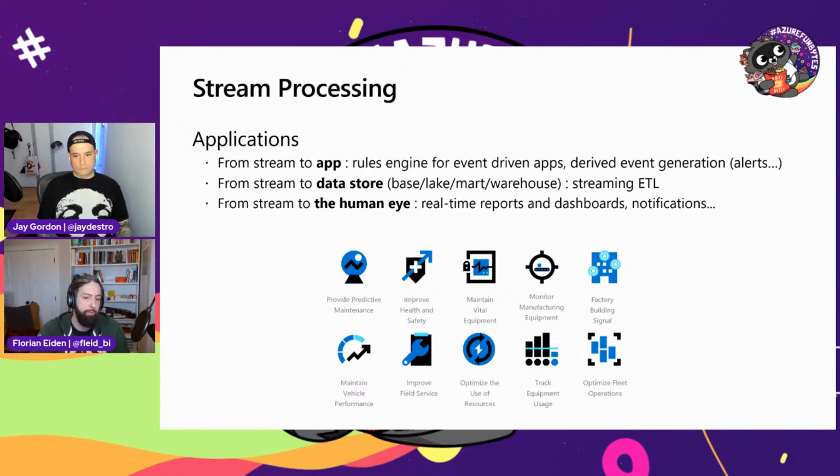And the third one is stream to the human eye, and that's the one that's most obvious. I need real-time reports, dashboards, I need notifications. For example, we all order things on multiple online retailers, and we enable shipping tracking, and we receive text notifications when the package moves forward in the supply chain. That's an application of stream processing also.